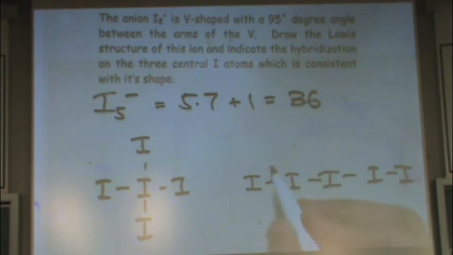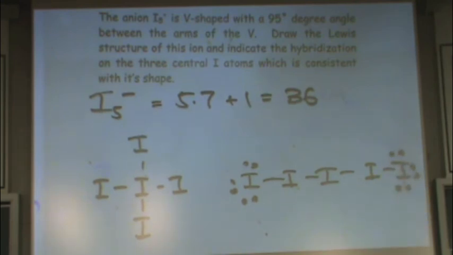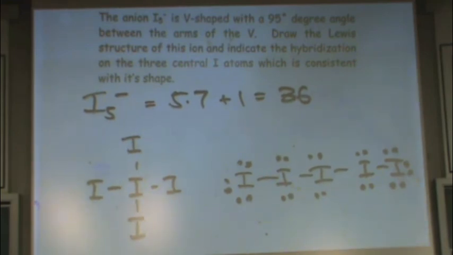Let's fill this craziness in. Okay, 2, 4, 6, 8, 10, 12, 14, 16, 18, 20. Remember, we do the outsides first. Now let's do the octets in the middle. I forgot what I was at. I was at 20, 22, 24, 26, 28, 30, 32. I have 4 more electrons, 32 of 36.